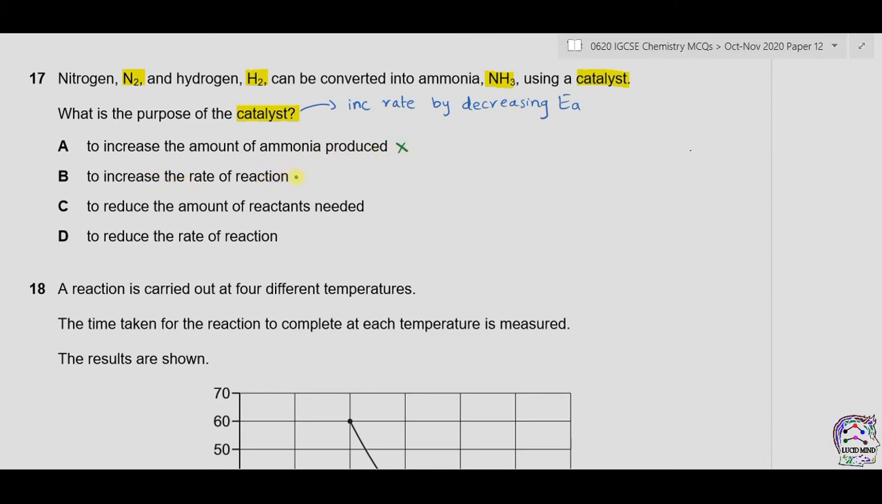B is to increase the rate of reaction. Now catalyst does increase the rate. C is to reduce the amount of reactants needed. This is also incorrect because product always depends on the amount of reactants. D is to reduce the rate of reaction. This is also wrong. The correct option is therefore B.